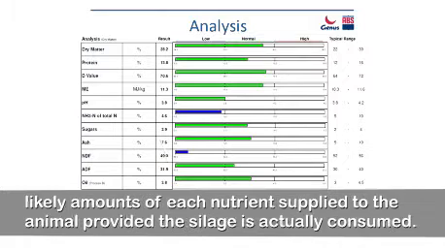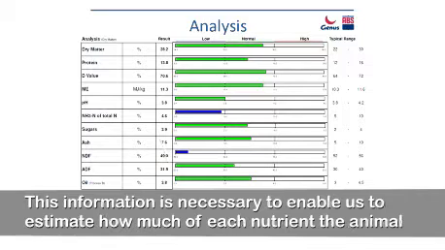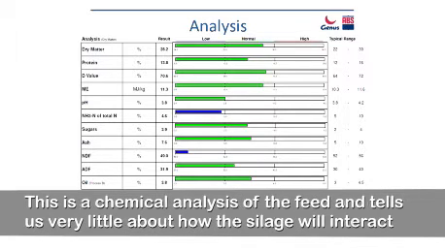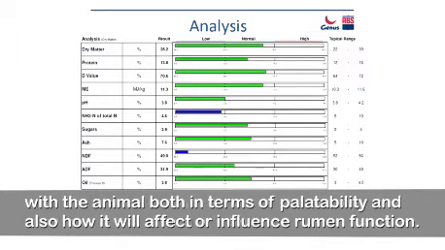The first part of a silage analysis report tells us mostly about the nutritional characteristics of the feed and the likely amounts of each nutrient supplied to the animal provided the silage is actually consumed. This information is necessary to enable us to estimate how much of each nutrient the actual animal receives when we are putting together balanced rations for cows. This is a chemical analysis of the feed and tells us very little about how the silage will interact with the animal, both in terms of palatability and also how it will affect or influence rumen function.